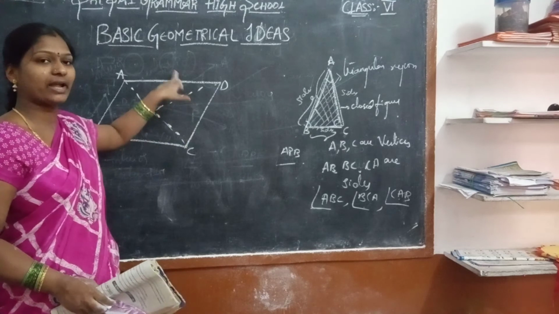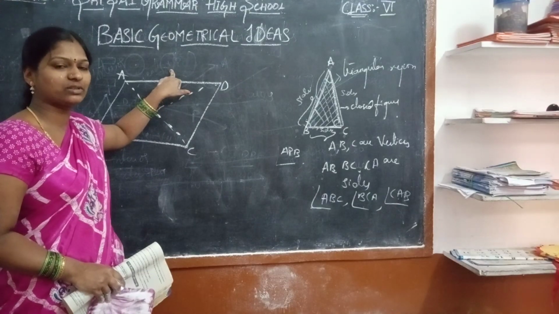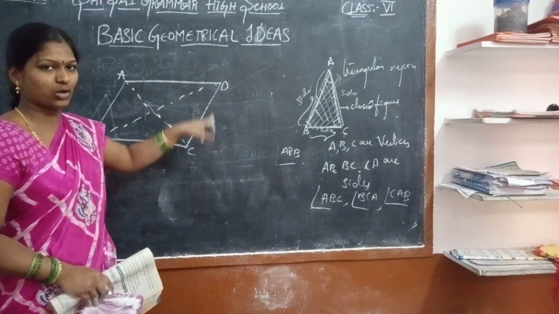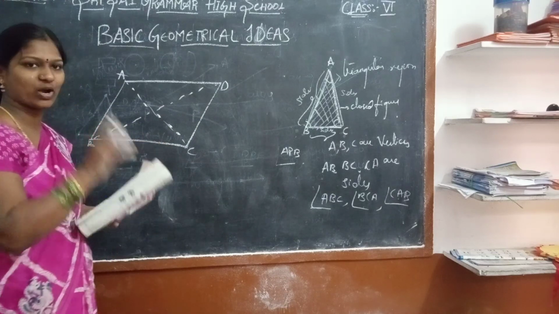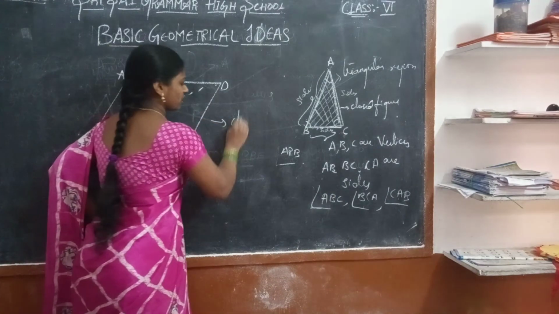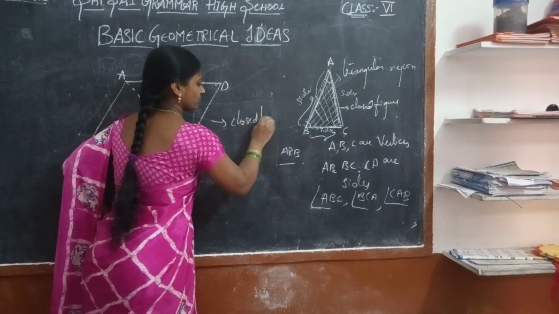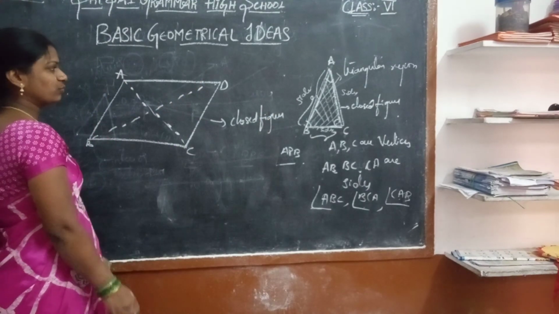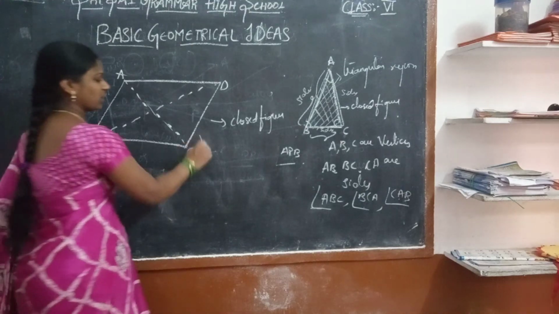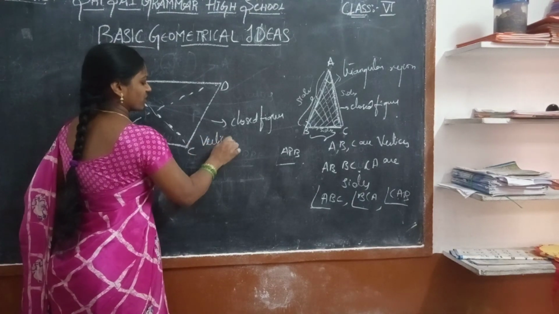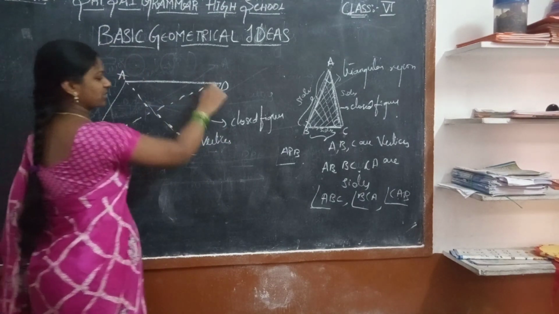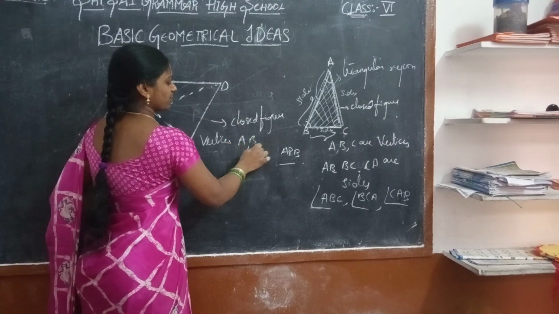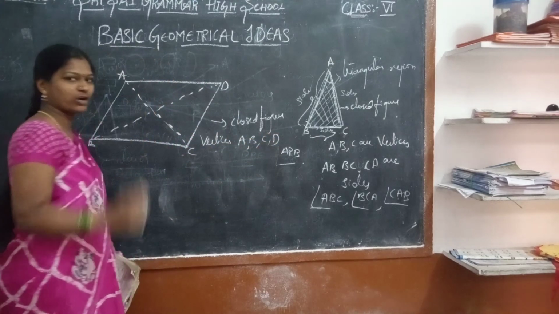Now everyone say: is it a closed figure or an open curve? It is a closed figure. And what are the vertices here? Vertices are points A, B, C, D. A, B, C, D are 4 vertices.